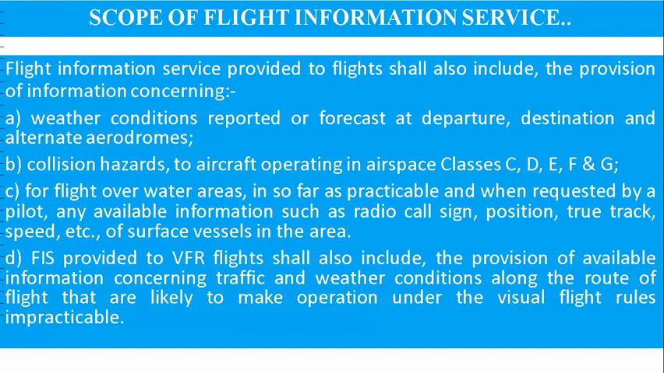Flight information service provided to flights shall also include the provision of information concerning weather conditions reported or forecast at departure, destination and alternate aerodromes, and collision hazards to aircraft operating in classes C, D, E, F and G. For flights over water areas, insofar as practicable and when requested by a pilot, any available information such as radio call sign, position, true track, speed, etc. of surface vessels in the area.